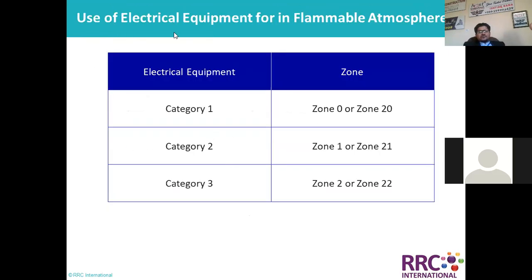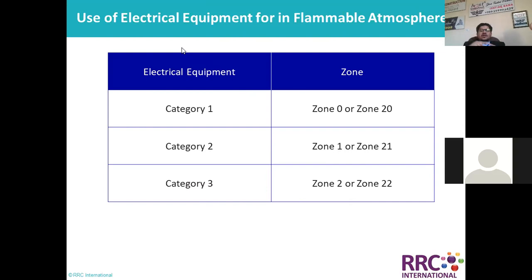Now remember, use of electrical equipment for flammable atmosphere. If we want to use it, there are basically 3 categories of electrical equipment. Category 1 electrical equipment you can use in zone 0, where an explosive environment is likely to occur, and zone 20. In other words, category 2 is zone 1 or zone 21, and category 3 in zone 2 or zone 22. So the electrical equipment you need to decide according to the atmosphere.